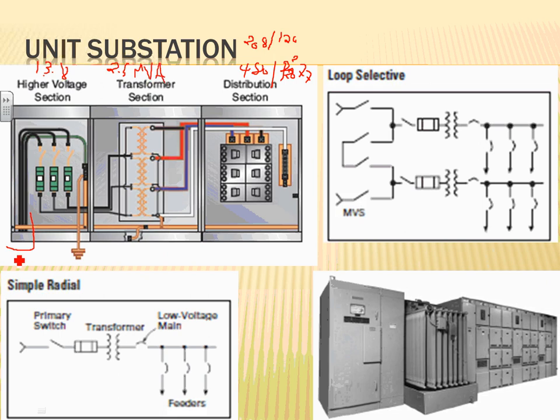The reason why we like 13.8, guys, in bigger buildings, imagine the voltage drop when you take a 480 feeder to the 15th floor in a building. There's a huge voltage drop. So you have bigger conductors. So the higher the voltage, the better.